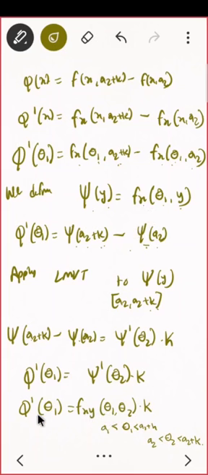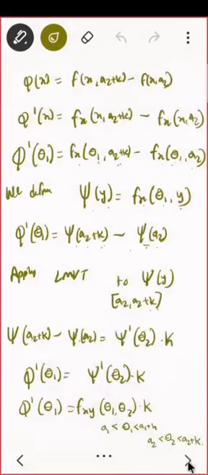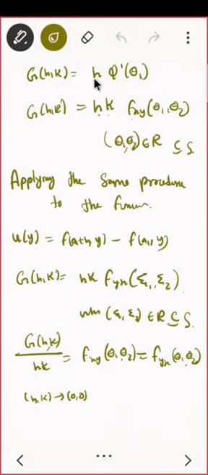But what is phi dash of theta 1? You already know, you have a relation, that is g of hk is equal to phi dash of theta 1 into h. So let us start. g of hk is equal to h into phi dash of theta 1. Put the value of phi dash theta 1, that is k times this. So g of hk is equal to hk into fxy. That is as simple.